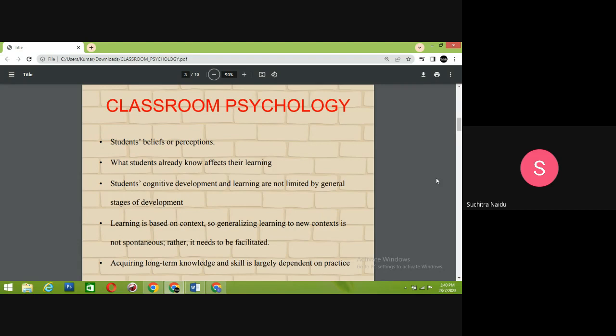Third one, students' cognitive development and learning are not limited by general stages of development. So here, it's critical to understand that some students may not fit well into a theoretical framework. That means, it is not that the pedagogy that we have been following since ages, the chalk and talk method, or PowerPoint presentations, is wrong, but all the 60 students don't follow this kind of methodology.